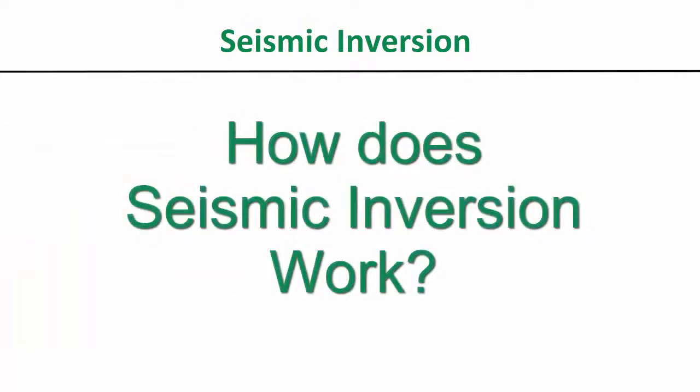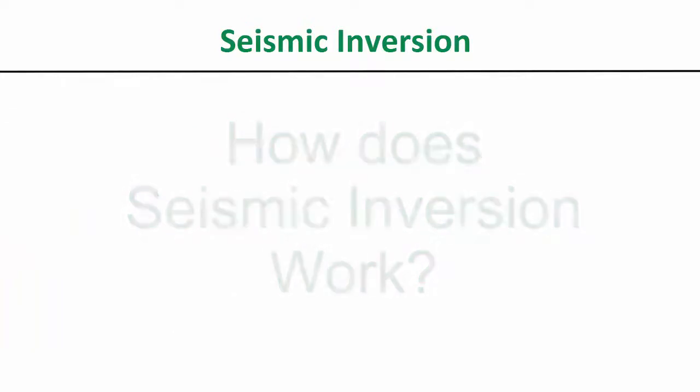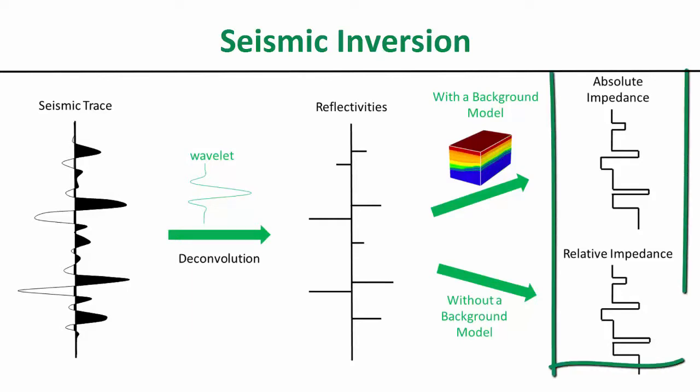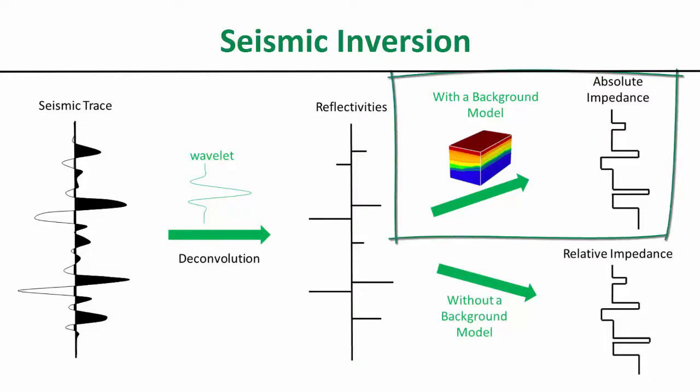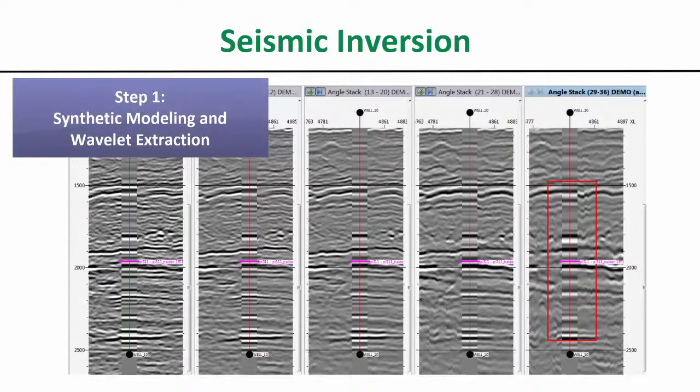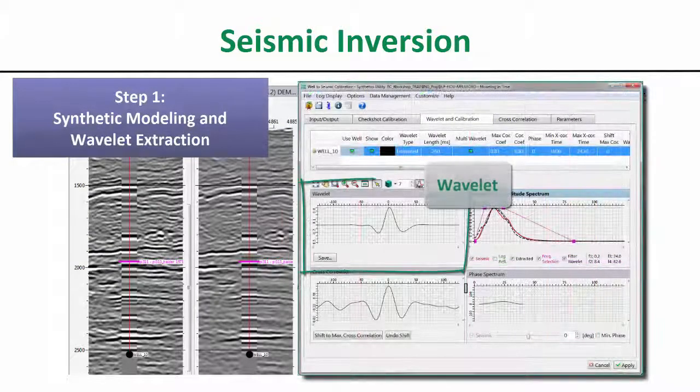So, how does seismic inversion work? The inversion process removes the imprint of the wavelet from the seismic data in a deconvolution process and then converts the results to impedance. The process is often guided by a background model. So, for most inversion methods, the first step is to tie the well data to the seismic and estimate a wavelet, or multiple wavelets depending on the type of inversion you're performing.